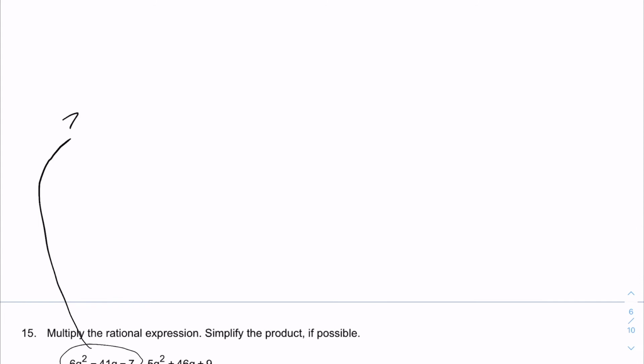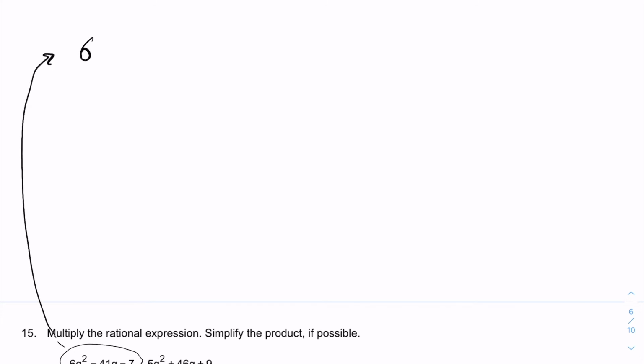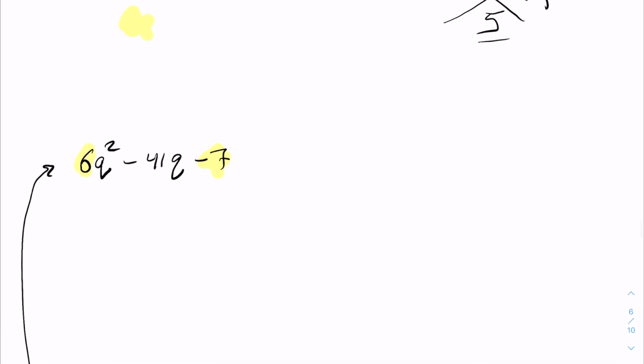Oops, why did that freeze on me? So that was 6q squared minus 41q minus 7. So what do we need to do here? Well, because it's not considered an easy factoring problem because of that 6, we better multiply. And I think I'm going to go up here to do that. 6 times negative 7 is negative 42. What multiplies to negative 42 and adds to negative 41?